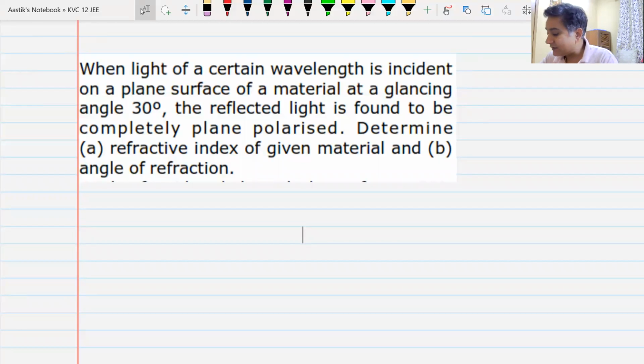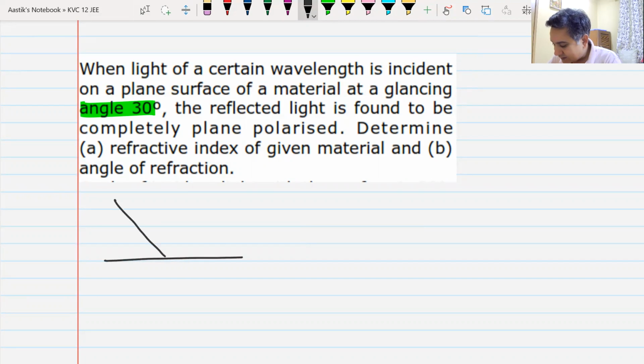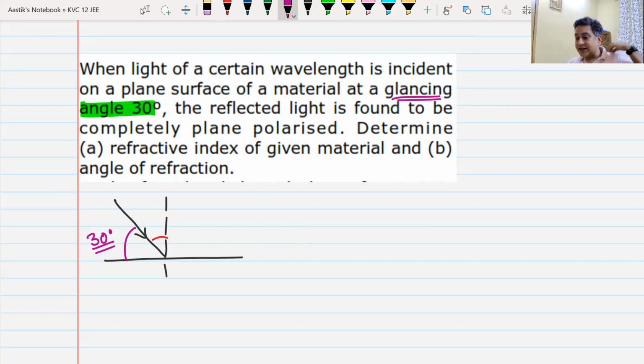The glancing angle is given. Now, what do you mean by this glancing angle? Don't get confused. If I just draw the surface, I hope you can see this. If this is the surface, this is the incident light. Instead of giving you this angle, my dear friends, they have just given you this angle. This angle is 30 degrees. So remember the term that they use, the term is glancing angle. Do we understand this? Yes, sir. So the angle of incidence is 30 degrees, and at this angle, your reflected light is plane polarized.